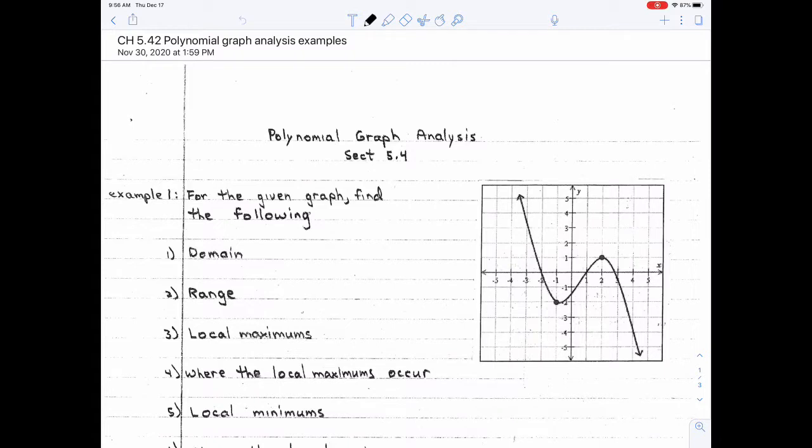Okay, what we're going to be doing today is looking at a graph and just answering questions about a graph. So we're going to look at polynomial graphs. We've actually already done this for polynomials of degree 1 and 2. Polynomials of degree 1, of course, are lines. Polynomials of degree 2 are parabolas. So we're just looking at polynomials of degree 3 and greater. Okay, let's get to it.